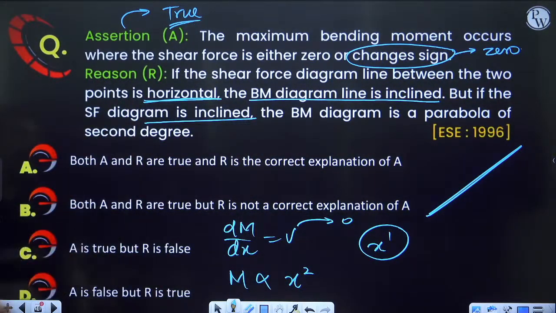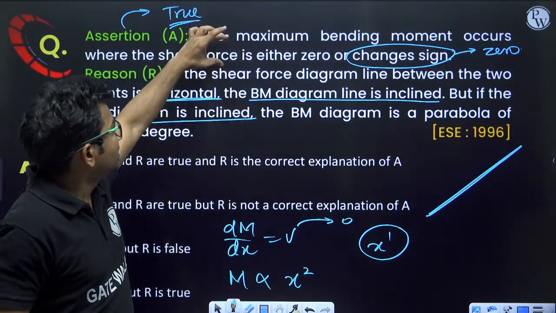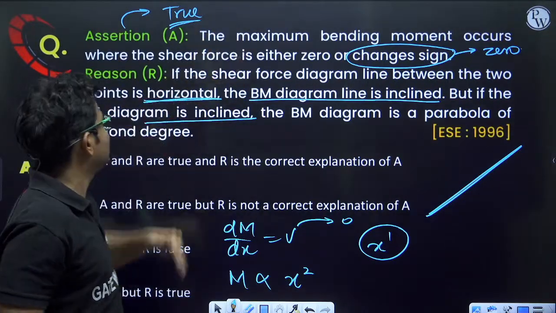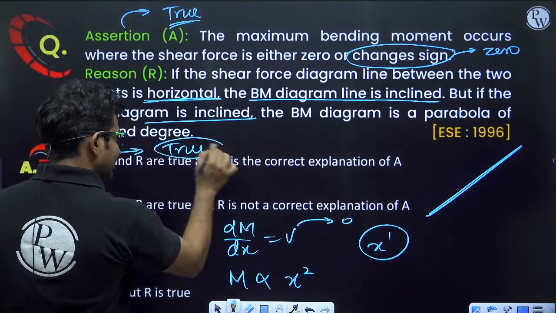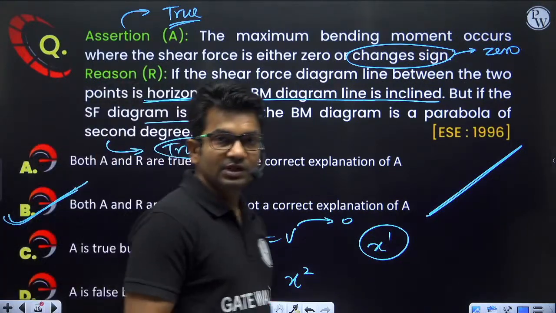So this is also correct, but this is not explaining this. This is true individually, this is also true individually, but this is not the explanation of this. So the assertion is true, the reason is also true, but this is not the correct explanation. So the correct answer will be option B. Option B will be the correct answer, right?